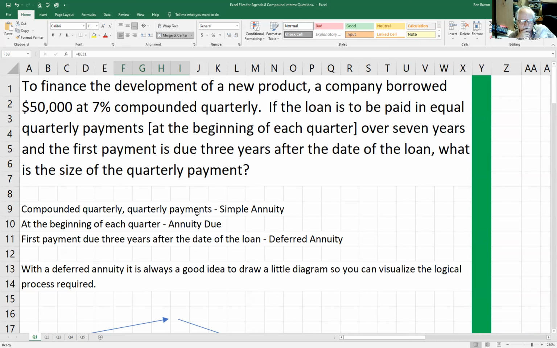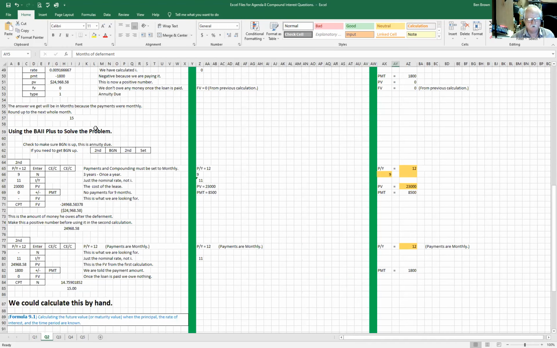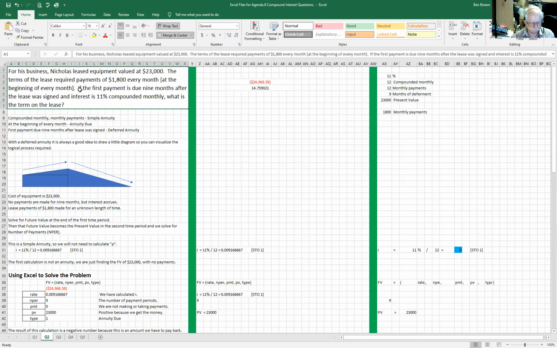And the only difference between what we're doing today and what we did a week ago is a week ago, they weren't annuity due. They were ordinary annuities. And now they're going through exactly the same type of process, but each one of them is going to be dealing with annuity due. And so the process is slightly different to accommodate the fact that the payments are at the beginning of the period. Let's take a look at the next one.